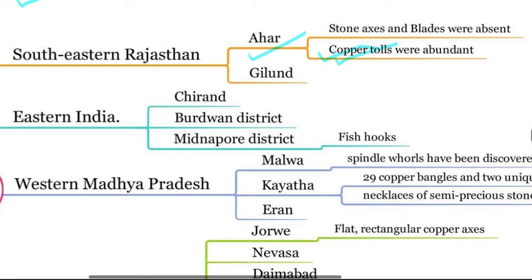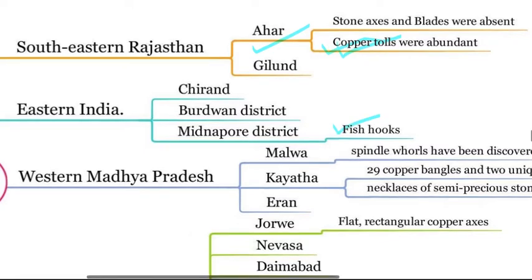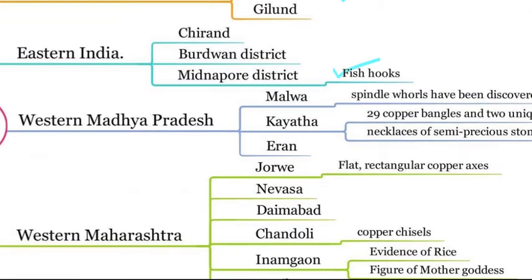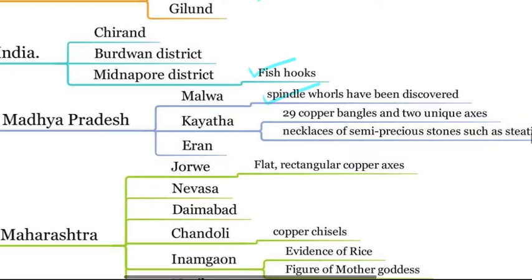Then in eastern India we had Chirand, then Bardhaman and Midnapur district, and here one of the things found is the fish hook. And then in western Madhya Pradesh we have Malwa culture, then Kayatha culture and Eran culture. In Malwa culture, spindle whorls have been discovered, which suggests that cotton was used during that period and clothes were made of it.